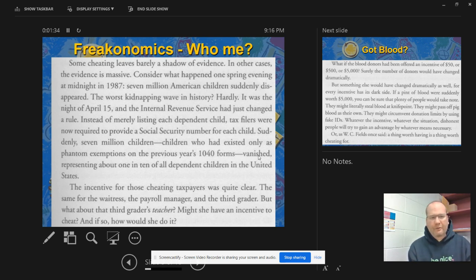The first one, I'm going to read through it and then talk about it a little bit. It says some cheating, because oftentimes due to incentives, people tend to cheat. Some cheating leaves barely a shadow of evidence. In other cases, the evidence is massive. Consider what happened one spring evening at midnight in 1987. 7 million American children suddenly disappeared, like up in smoke. They were gone. 7 million. Come on, that can't happen. We couldn't just lose 7 million people. It says the worst kidnapping wave in history, like were 7 million kids kidnapped and taken away? It says hardly. It was the night of April 15.